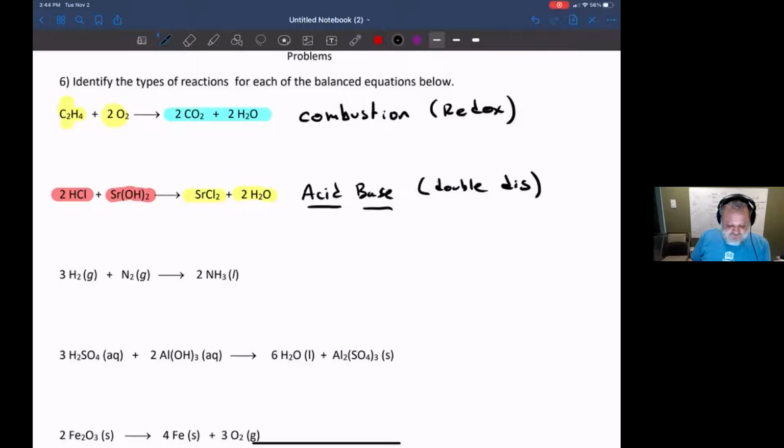All right, what about the next one? How are you going to sort out this one? In this case, you've gotten two reactants that form one product. So we've got two species that form one species. So this is a combination reaction, or we also call it synthesis.